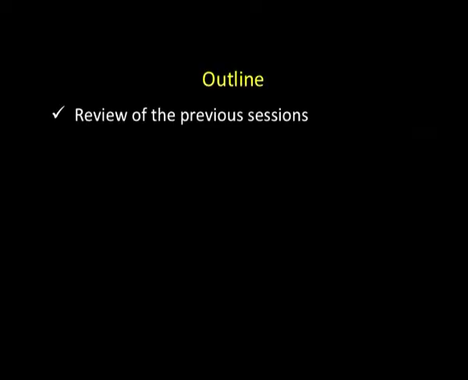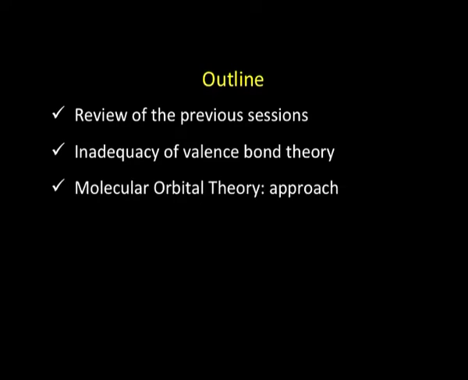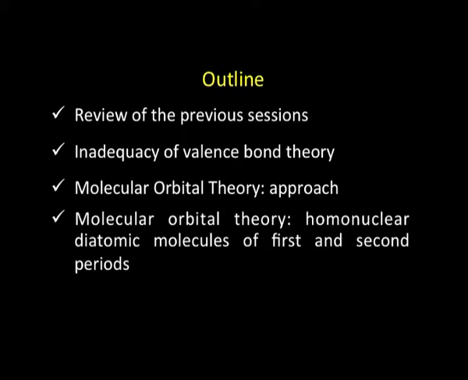The session is planned as follows. To begin with, we will briefly review the contents of previous sessions. Thereafter, we will try to establish the inadequacy of valence bond theory, that is the theory which we discussed in the previous session. Having done that, we will outline the approach of molecular orbital theory, that is today's session, and thereafter we will see how we use this theory to describe bonding in homonuclear diatomic molecules of first and second periods. Then towards the end, we will sum up what we do in today's session.